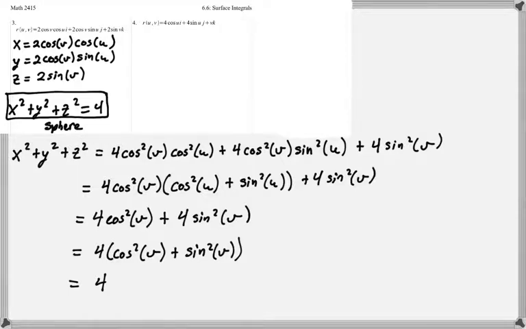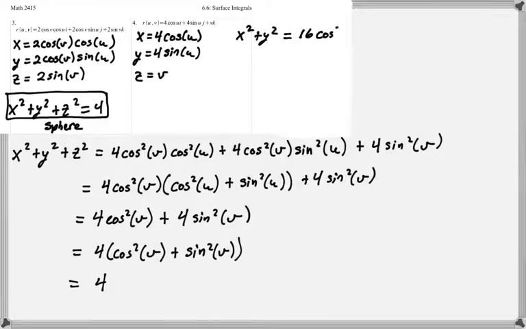And number 4 here we have r of uv is equal to 4 cosine u i plus 4 sine of u j plus v k. So our x is going to be 4 cosine of u. Our y is going to be 4 sine of u. And our z is equal to v. So if we look at just the x squared plus the y squared, that's going to be 16 cosine squared of u plus 16 sine squared of u. Okay. So that's just going to be equal to 16 using the Pythagorean identity.